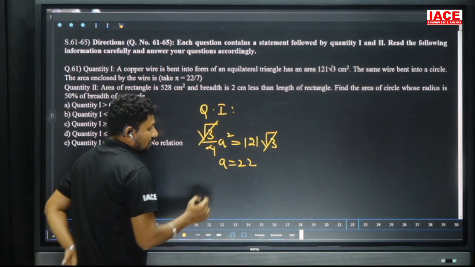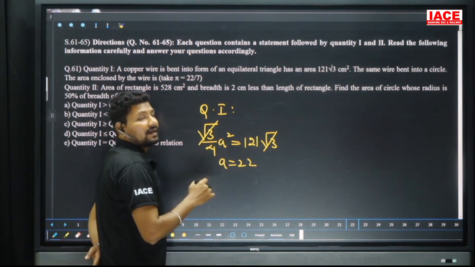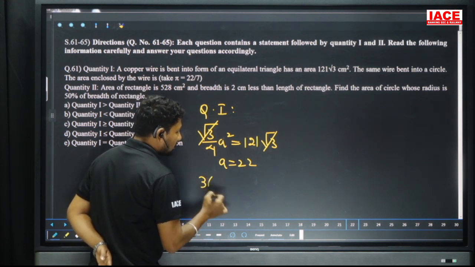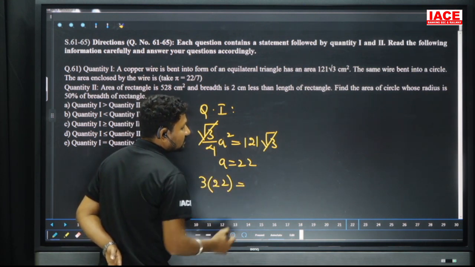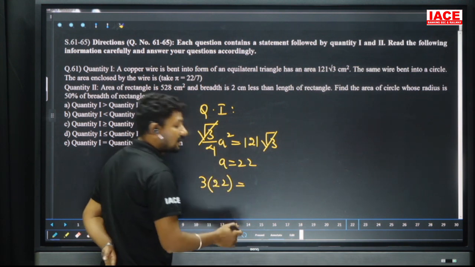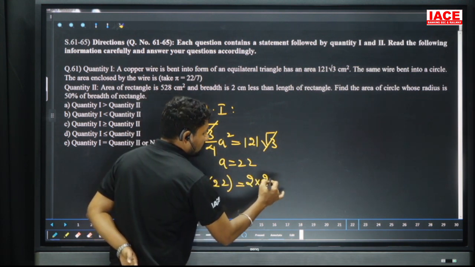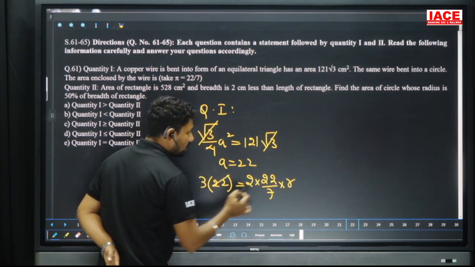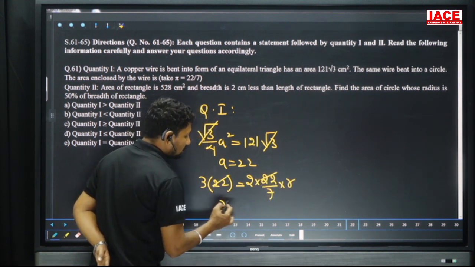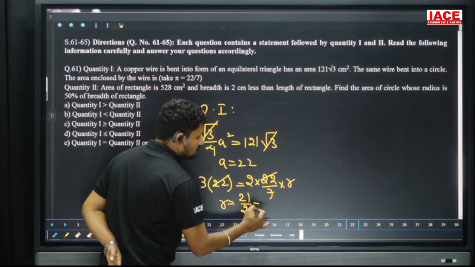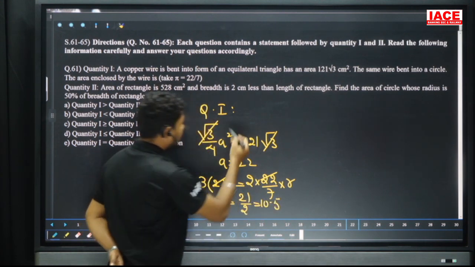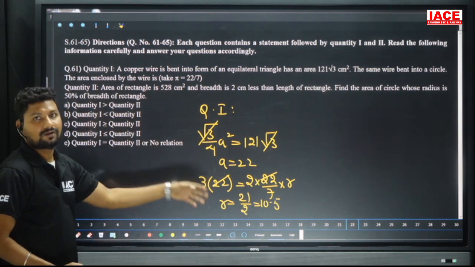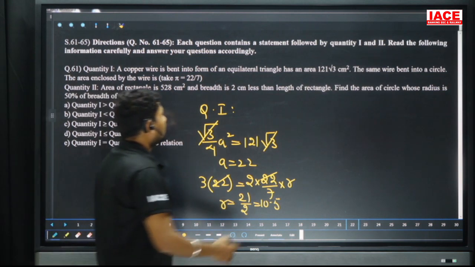The area of the triangle is root 3 by 4 a square, and the perimeter of the triangle means 3a, 3 into 22, which is equal to the perimeter of the circle, 2 into 22 by 7 into r, that is 2 pi r. So cancel the numbers here. 22 cancels, and 7 threes are 21 by 2, which is equal to 10.5. Quantity 1 radius value is 10.5. They want to calculate the enclosed area also. Later we'll come to the area. Coming to quantity 2 here.